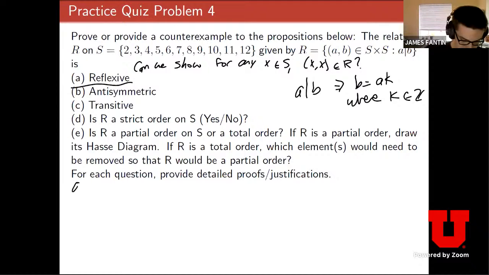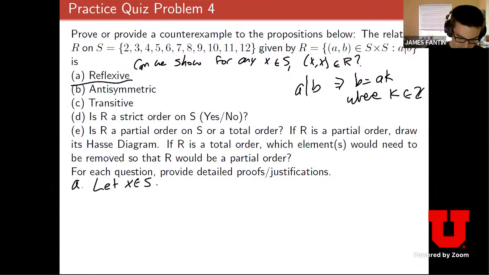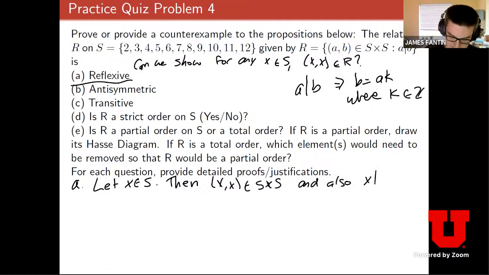So let's prove that it is in fact reflexive. We figured out we think it's reflexive. Let's show it. Let X be an element of S. Then we have (X, X) is in the cross product, just by definition. And also X divides X. So (X, X) is in the relation, and thus R is reflexive.